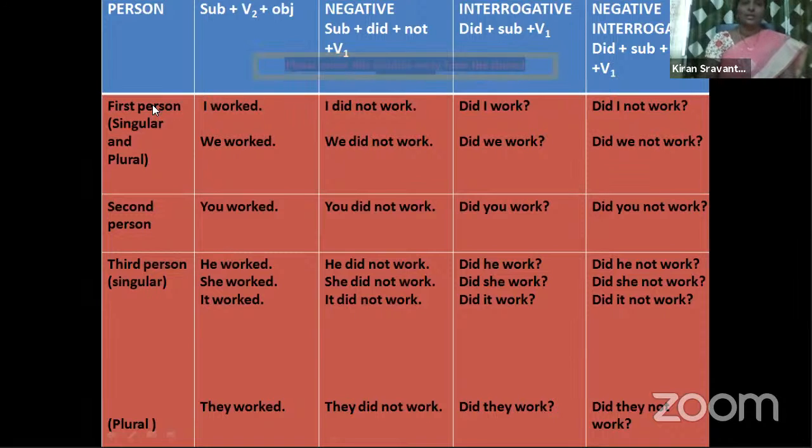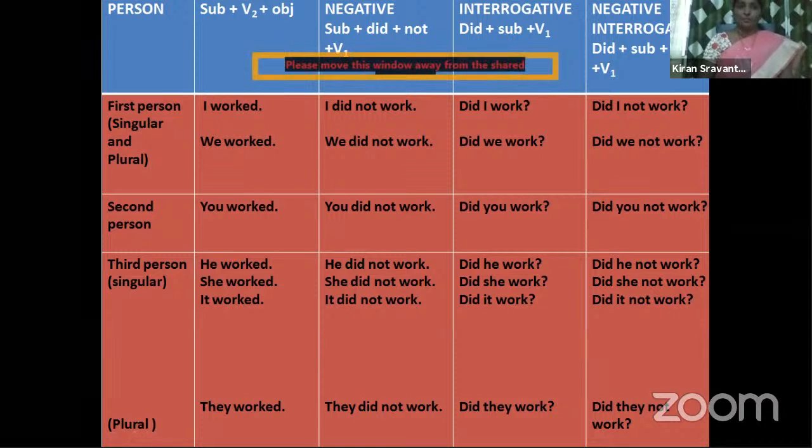When we see that, first person, what is the first person? Again, in the last class we saw subject is of three types: first person, second person, third person. Coming to the first person, I worked. When you check the verb here, worked is the past form of the verb, with subject I.